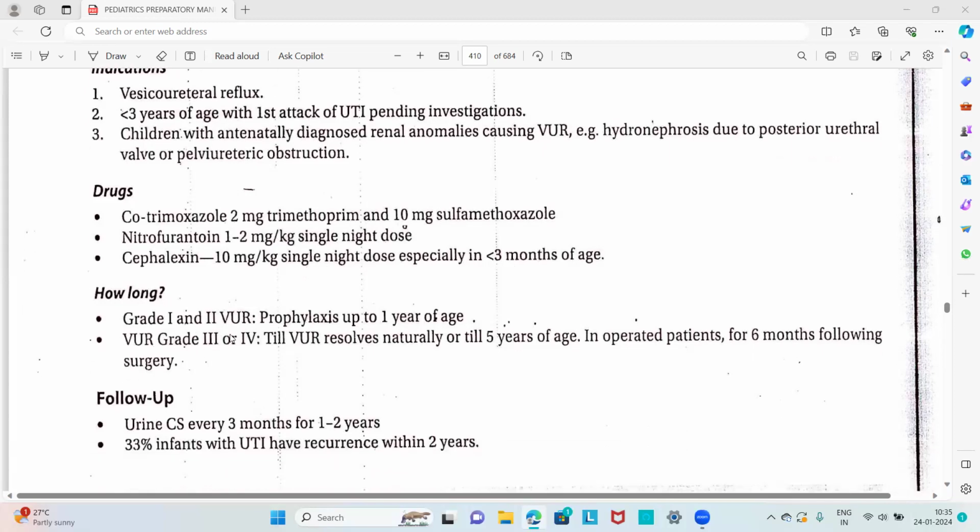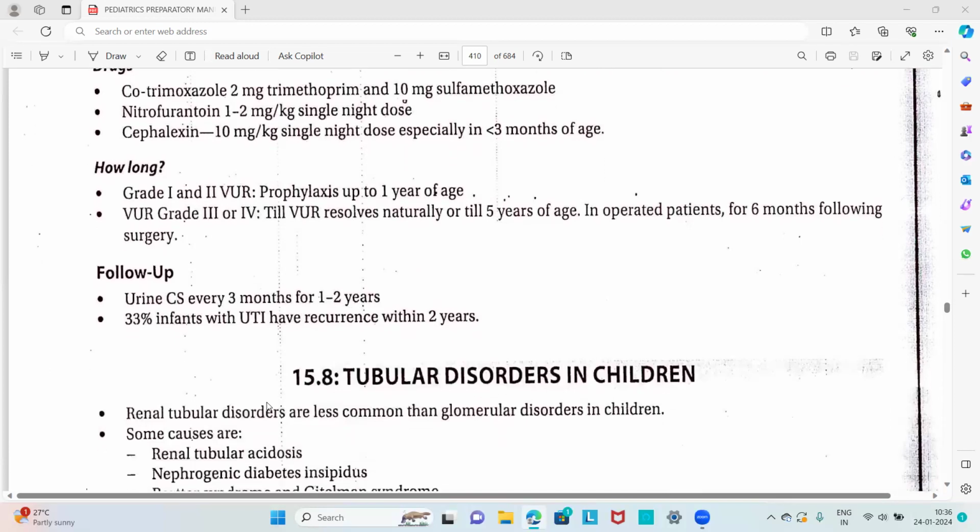And how long do we have to give it? In grade 1 and 2 vesicoureteral reflux, we have to give UTI prophylaxis up to 1 year of age. In vesicoureteral reflux grade 3 or 4, we have to give this prophylaxis till the reflux resolves naturally, or till 5 years of age, and in operated patients for 6 months following surgery. And in this UTI prophylaxis also, we have to go for follow-up, that is urine culture sensitivity every 3 months for 1 to 2 years, and 33% of infants with UTI have a recurrence within 2 years.